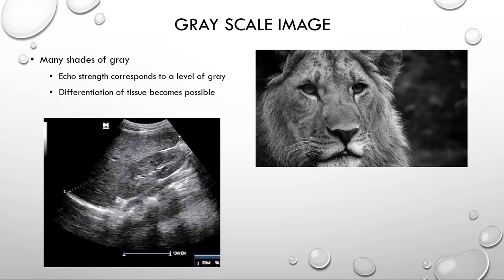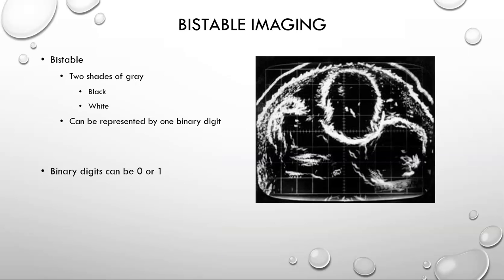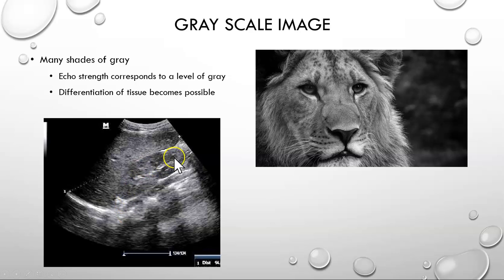Today, of course, we use grayscale imaging, and we utilize many shades of gray. The echo strength coming back from our tissue corresponds to some particular level of gray, and the differentiation of tissue becomes possible. With bistable imaging, you can't tell that in this portion of the image here we're looking at brain matter, and here we're looking at liver and abdominal tissue. You can only tell it by looking at the surrounding outline and identifying the spine here and the greater sulcus here in order to determine what body parts you're looking at. With grayscale, of course, we can look at the kidney and say, oh, that is very different than the liver because of the echo texture that comes back from it.